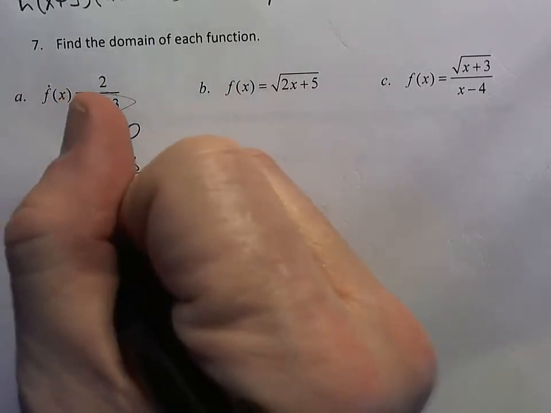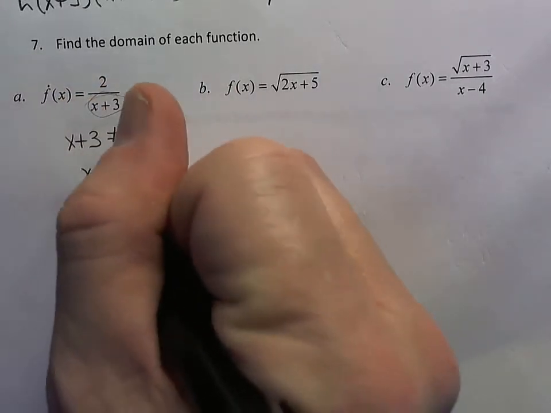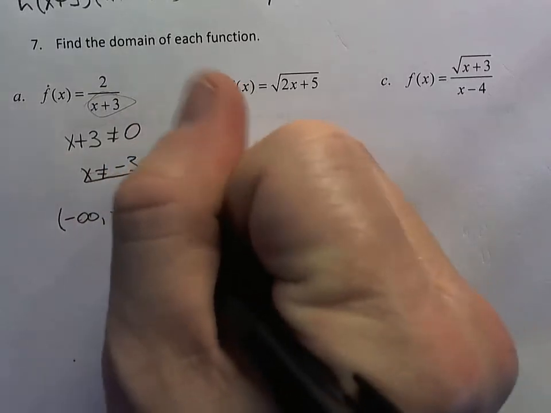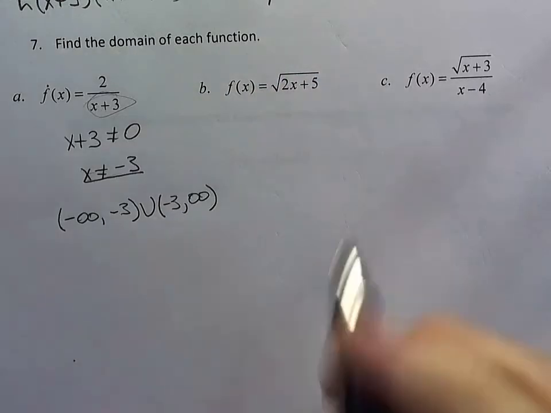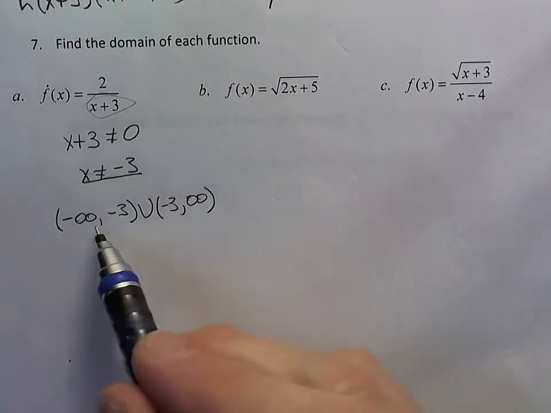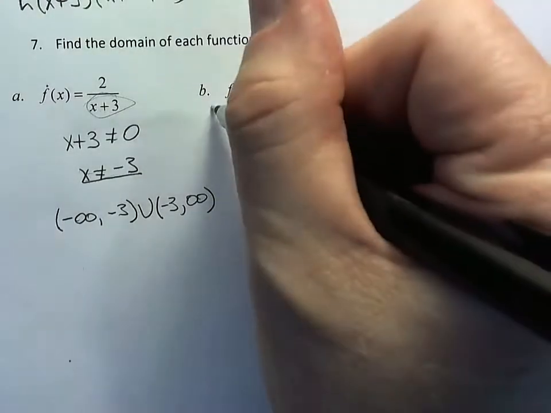Or you could say negative infinity to negative 3, negative 3 to infinity. Okay. This is kind of a cool way to write it, interval notation.